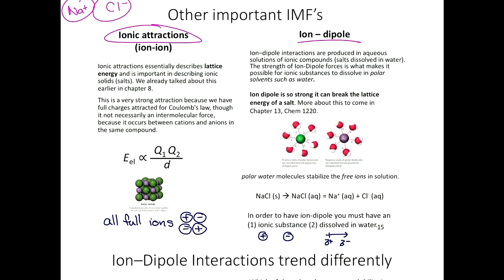So ion dipole is the reason why salt dissolves. So salt, NaCl, is composed of Na plus and chloride minus ions in the solid phase, where ion-ion or lattice energy takes place. But salt dissolves in water, and the reason salt dissolves in water is because of ion dipole, that the polar water molecules are strong enough to break the lattice energy of these ion-ion attractions. So what happens when you dissolve salt in water?